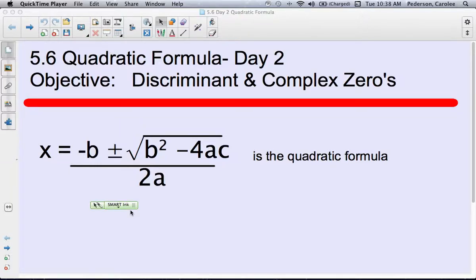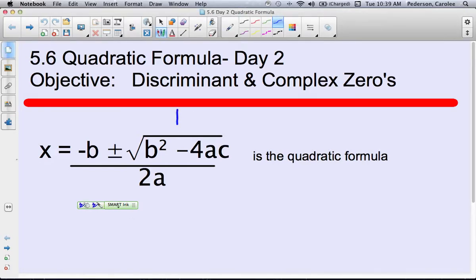This is 5.6 day 2, continuation of the quadratic formula. Today we're going to focus on finding the discriminant and complex zeros. This formula is already in your notes on 5.6 day 1, working with quadratic formulas. So I just want to review with you. Here is your quadratic formula.